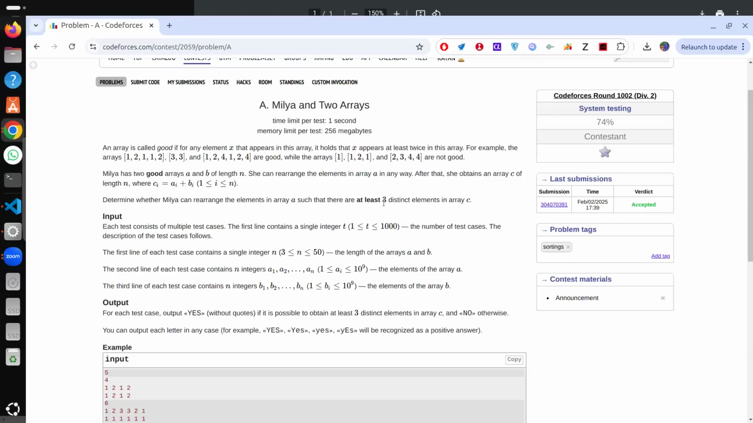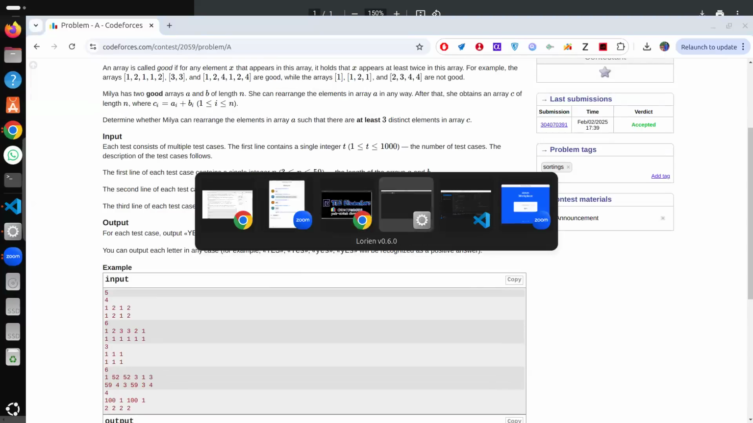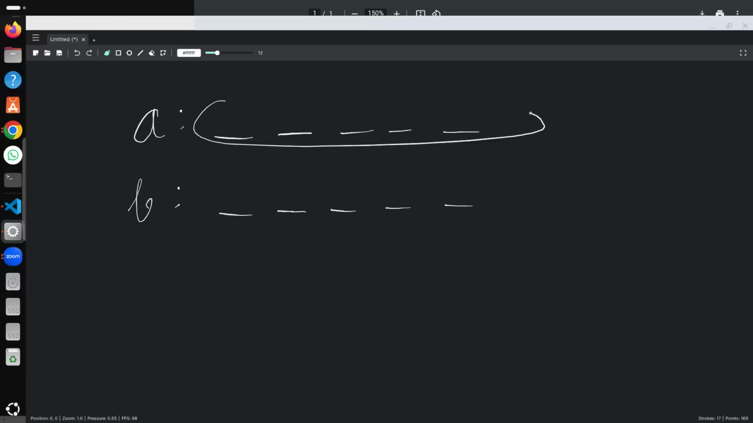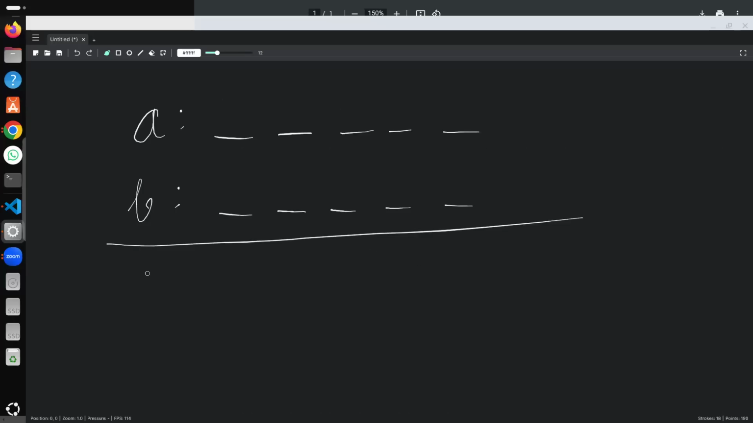in array C. Okay, so the problem is like we have been given two arrays. One array is A, so let's say it is something like this, suppose n is equal to 5, and the other array is B. And we can actually rearrange the elements of A however we like. Then we will make another array C which contains the elements which are the sum of these two arrays. So this plus this will become this element. So I think the question is clear.